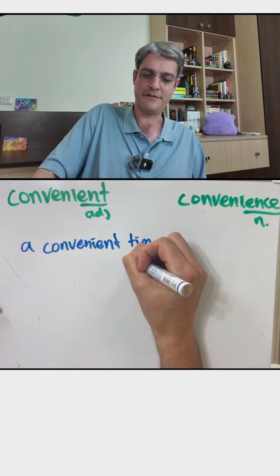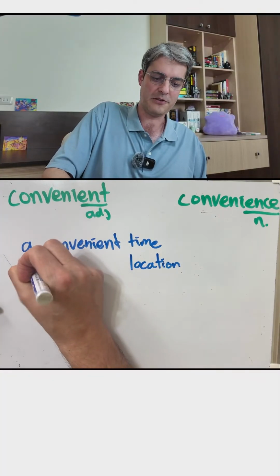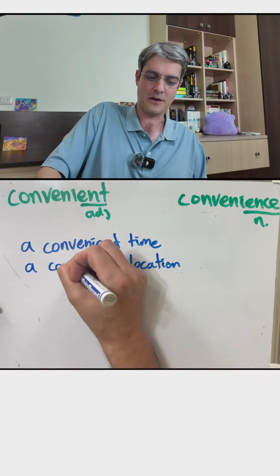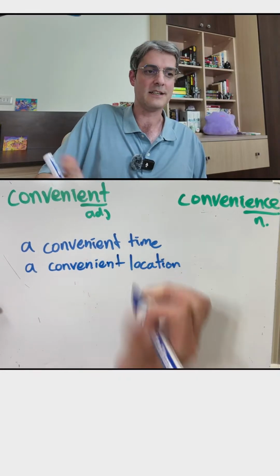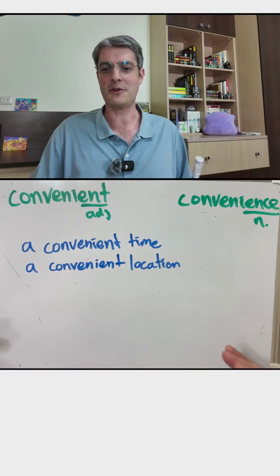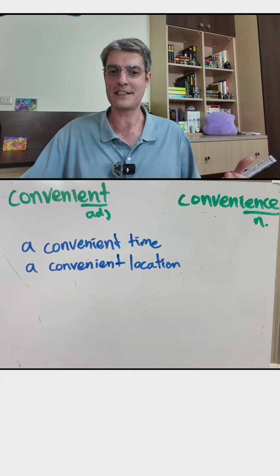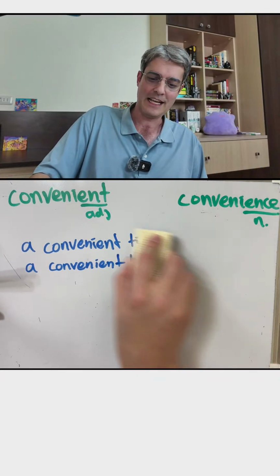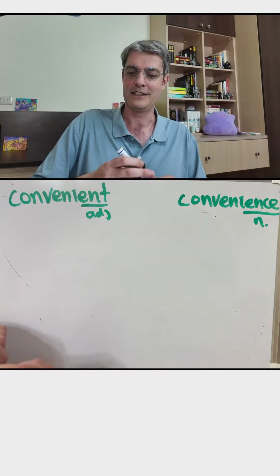Or maybe a convenient location. All right, so maybe you choose to go to one movie theater instead of another because it has a convenient location. Maybe it's closer to your home, or it has the MRT or subway stop right nearby, so it has a convenient location. And then with convenience, we have a few useful collocations.